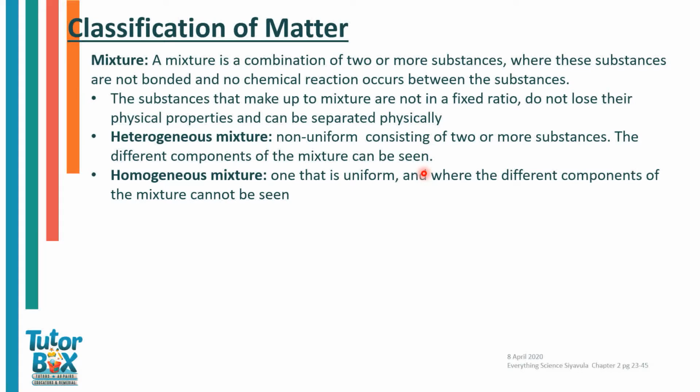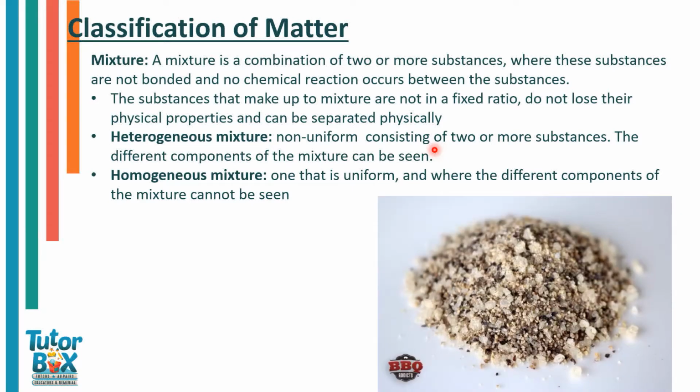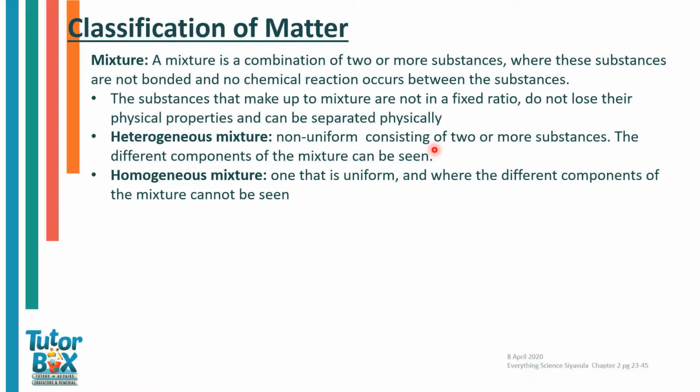Okay. A heterogeneous mixture, so remember, hetero means different. So that's why it's non-uniform and there's two or more substances. That's why it's non-uniform. And you can see the different components of the mixture. So for example, if you mix together salt and pepper, you will be able to see that there's two different things in them, and you can see which parts are pepper and which parts are salt.